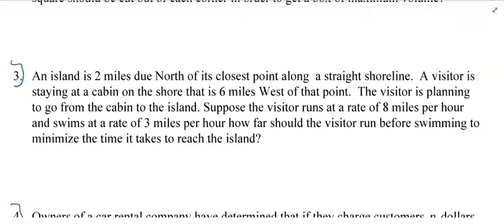Question: an island is 2 miles due north of its closest point along a straight shoreline. A visitor is staying at a cabin on the shore that is 6 miles west of that point. The visitor is planning to go from the cabin to the island. Suppose the visitor runs at a rate of 8 miles per hour and swims at a rate of 3 miles per hour. How far should the visitor run before swimming to minimize the time it takes to reach the island?